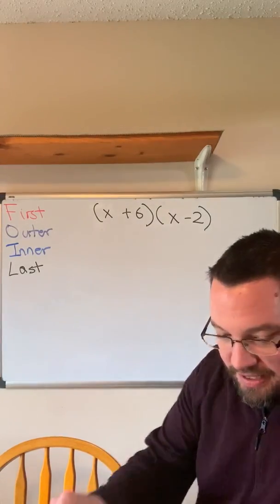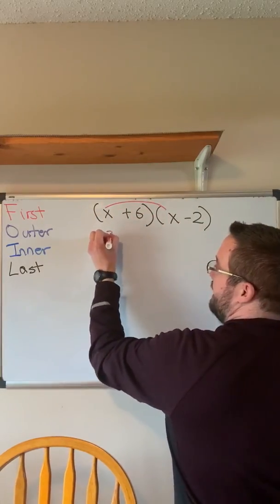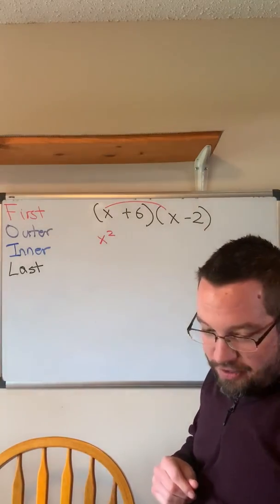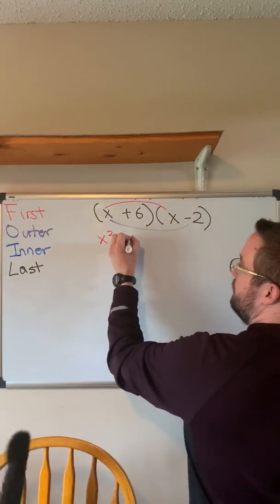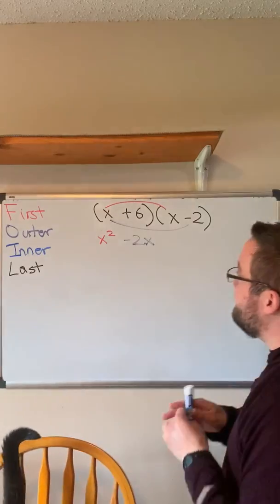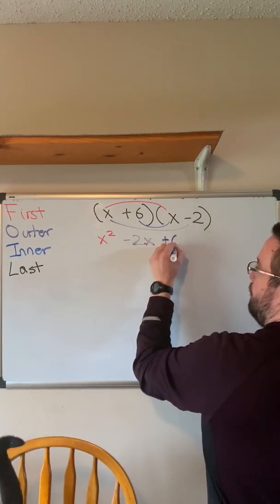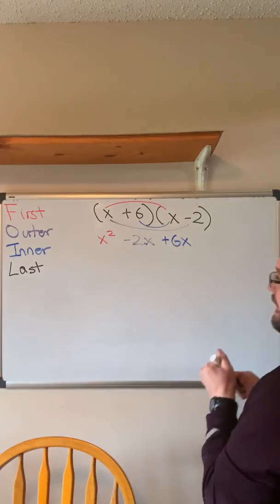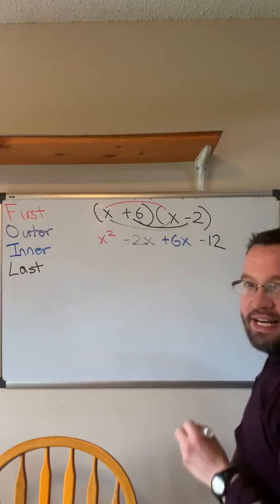So the F here is going to stand for the first. So I've got x times x is x squared. My outside terms are going to be x and negative 2. That's a negative 2x. My inside terms right here in the middle are going to be 6 times x, which is a positive 6x. And then my last terms are going to be 6 and negative 2, which is going to be a negative 12.